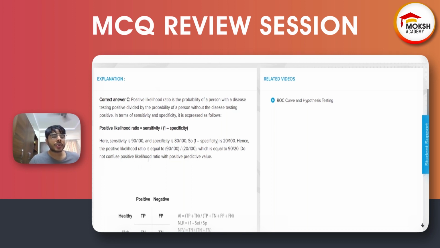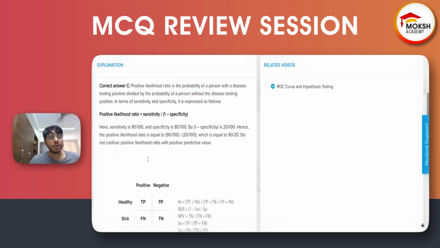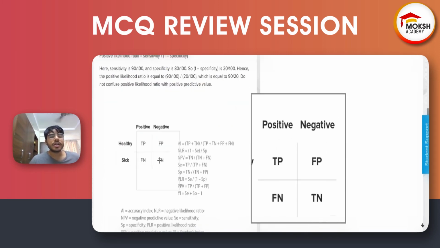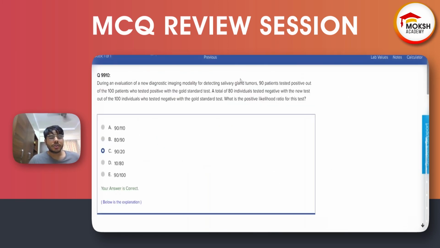Do not confuse positive likelihood ratio with positive predictive value. Here is the thing that you should know. Your specificity and your sensitivity should be clear to you. Sensitivity is 90 upon 100 and specificity is 80 upon 100. So 1 minus specificity would be 20 upon 100. So 90 upon 100 upon 20 upon 100 is 90 by 20. It is as simple as that.